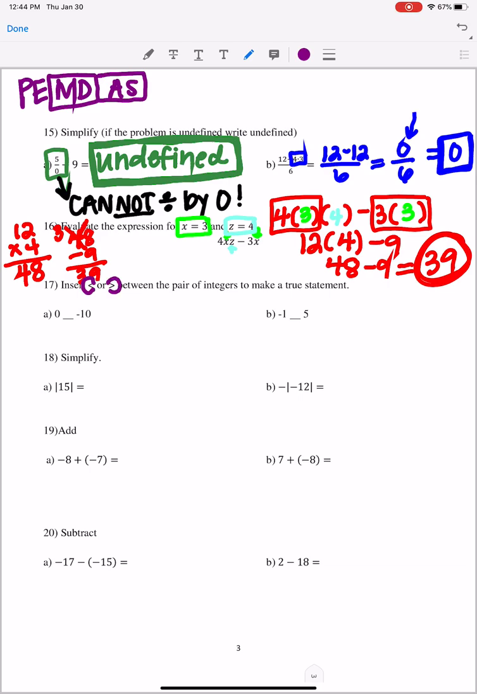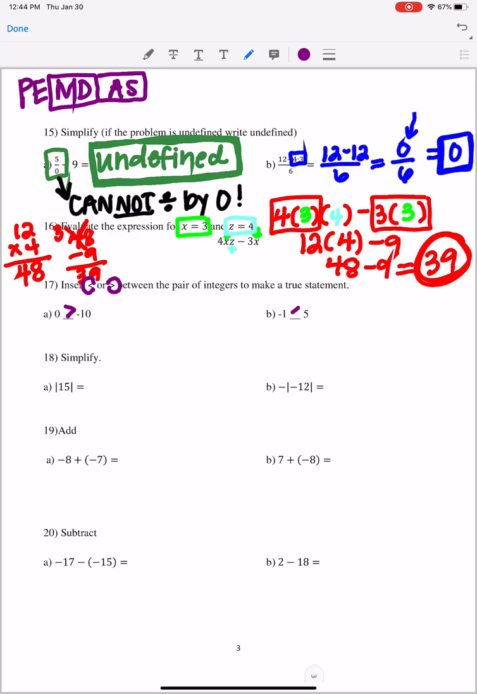Okay, and you want these Pac-Mans to eat the bigger number. They're hungry. So which one's a bigger number, 0 or negative 10? 0 is, so your little symbol needs to eat it. B, which one's bigger, negative 1 or 5? That would be 5, so your Pac-Man needs to eat the 5.